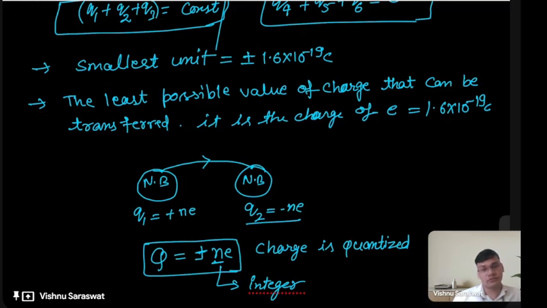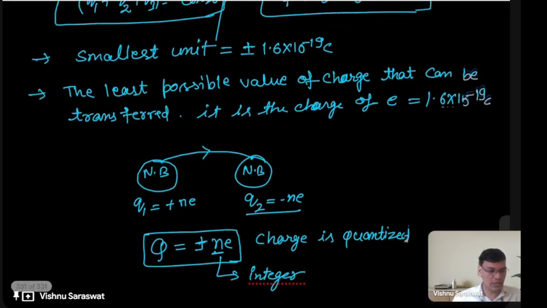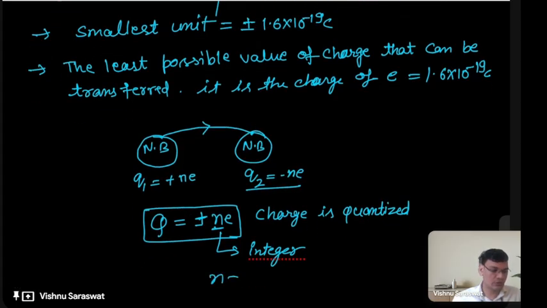If anybody has no charge, that means it is a neutral body. Otherwise n is a natural number, so n can be 1, 2, 3. So the charge of any body is plus minus e, plus minus 2e, plus minus 3e, plus minus 4e, but it can never be in fractional form like 2 by 3 or 5 by 4. That is not possible.